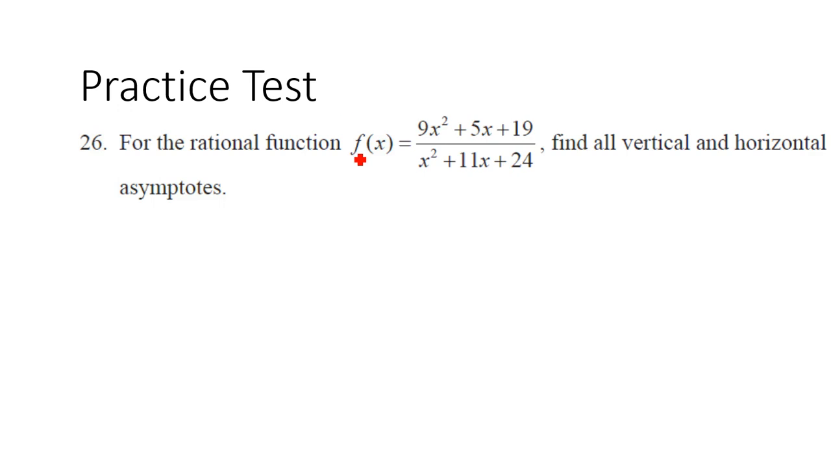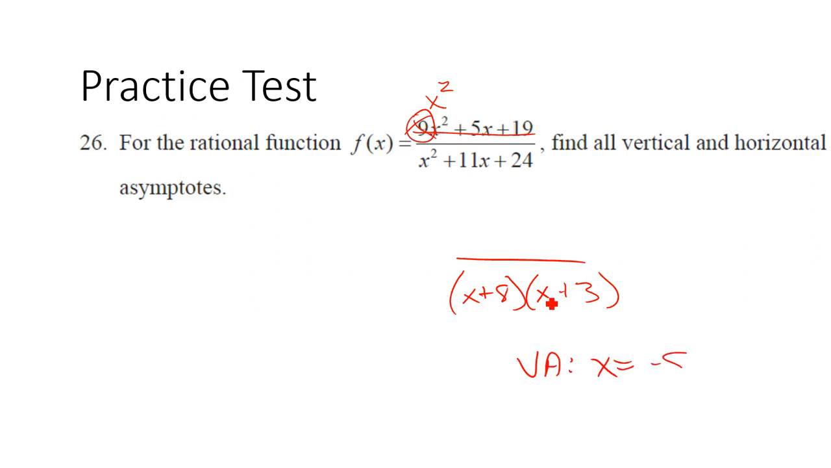26, got to factor the top and the bottom. The top's not going to factor. I'll just tell you it doesn't factor. On the test, it'll be either an x squared and easy to factor, or it won't factor at all. I'll just give you a little hint there, but let's factor the denominator. This is 8 and 3. All right, so our vertical asymptotes are x equals negative 8 and x equals negative 3. And your horizontal asymptote is at 9 divided by 1, y equals 9.